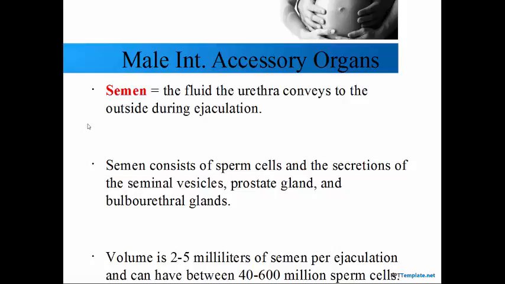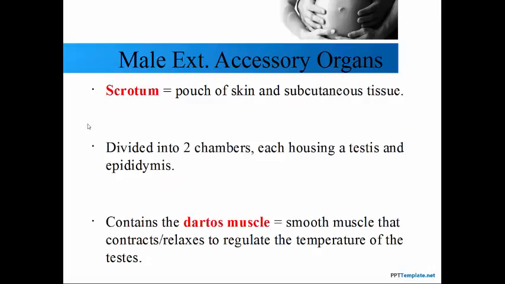The volume of semen can vary greatly from male to male, depending on their overall health and their age. It can be anywhere between 2 to 5 milliliters, and can contain anywhere between 40 million and 600 million sperm cells. It just depends on that male's health. Alright, all those were the internal structures. We'll talk about the external structures.